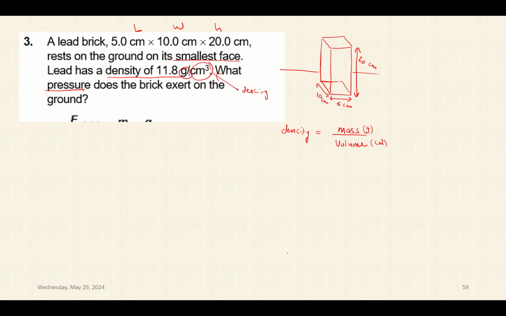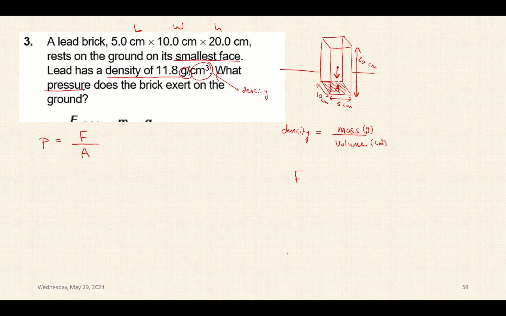He wants me to find the pressure that the brick exerts on the ground. If I want to find the pressure, I need to divide the force of the brick, which is the same as its weight, by the area it makes with the ground. So here we need to find two things. We need to find the weight of this brick, which resembles the force applied on the area, and we need to find the area of the smallest face.